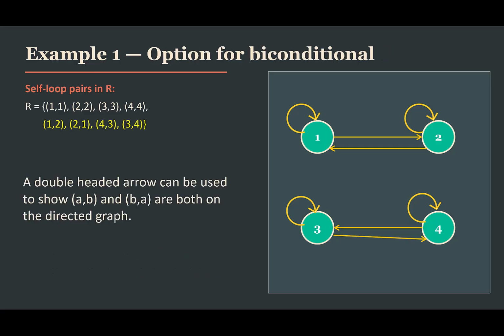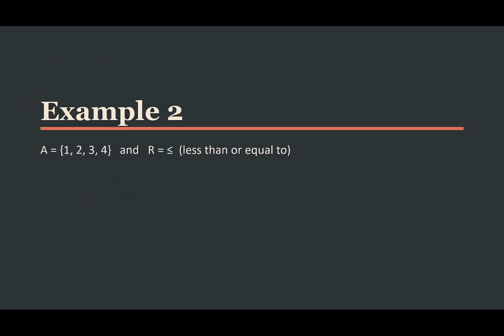Because we see arrows in both directions, we often call this biconditional. You have a choice to either leave 2 edges with the 2 directed arrows, or you can replace it with a single edge with double arrows. So we could take away (1, 2) and (2, 1) and put a double-headed arrow. We can take away (4, 3) and (3, 4) and put a double-headed arrow to show the relationship goes in both directions.